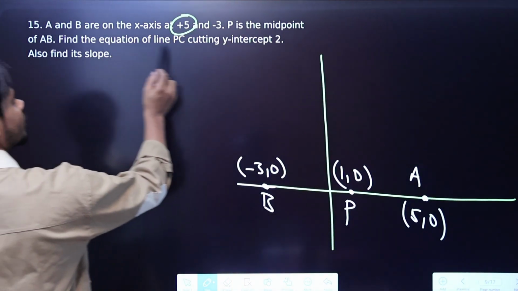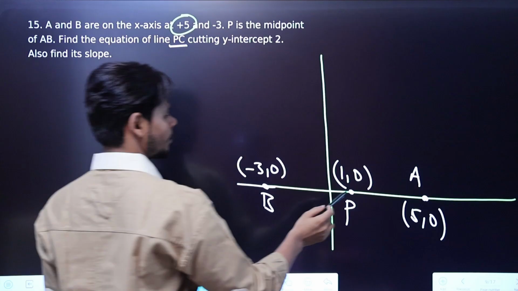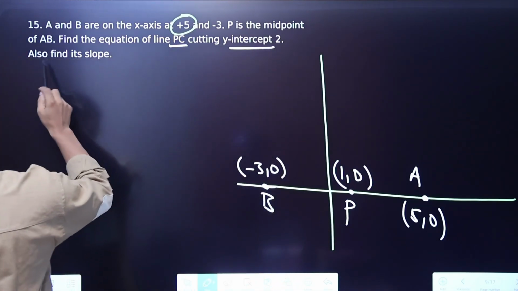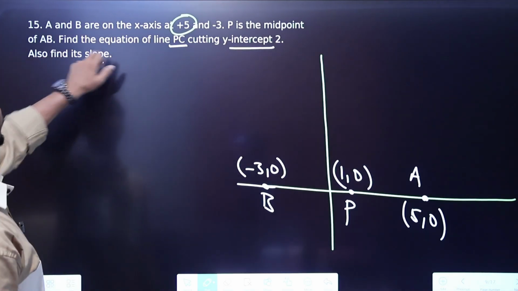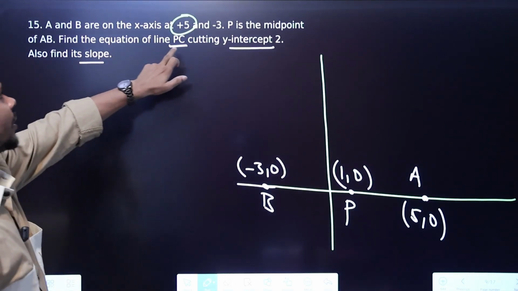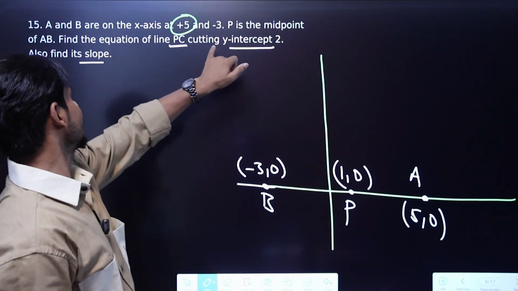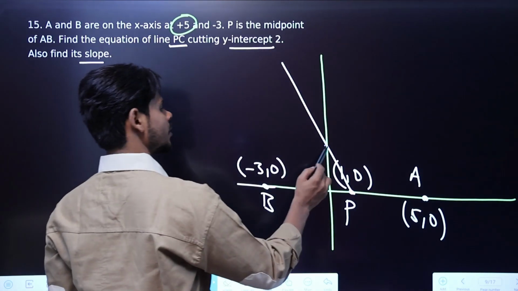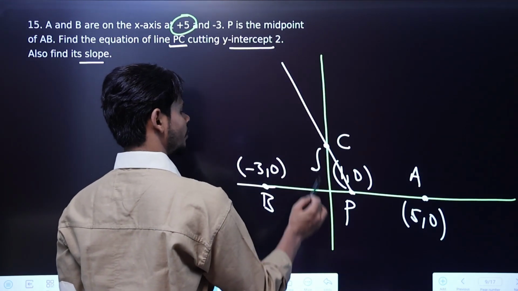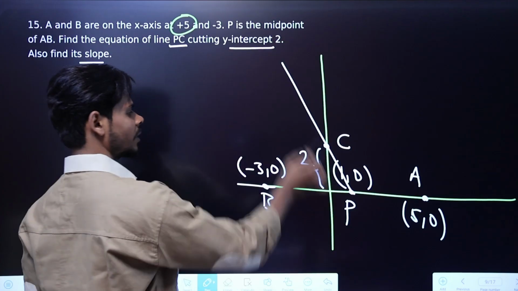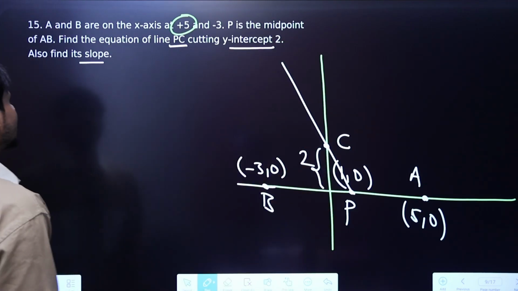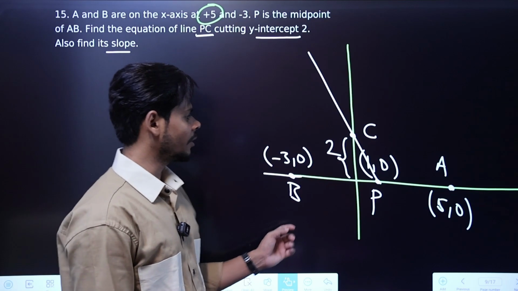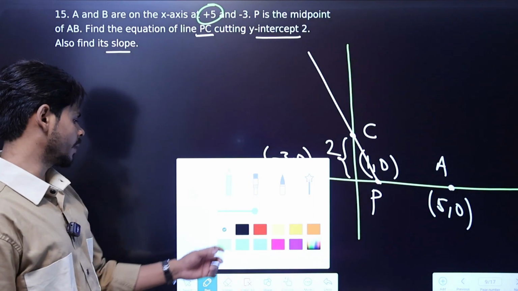Now we need to find the equation of line PC. Line PC, where is C? The y-intercept is 2, and also find its slope. First of all, find the equation of line PC. Where is C? It cuts the y-intercept like this. This is your C, cutting the y-intercept at positive 2, that's why it is on this side, right? Also we need to find the slope.